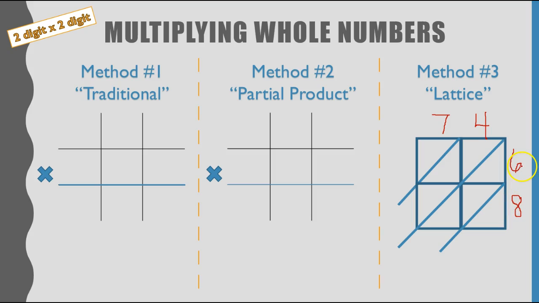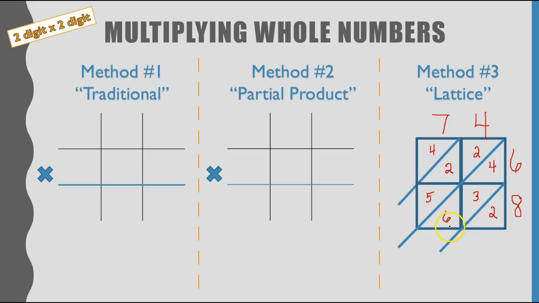Okay, so one by one, we're going to say 6 times 4 is 24. 6 times 7 is 42. Now we're going to go down here to the 8. 8 times 4 is 32. 8 times 7 is 56.